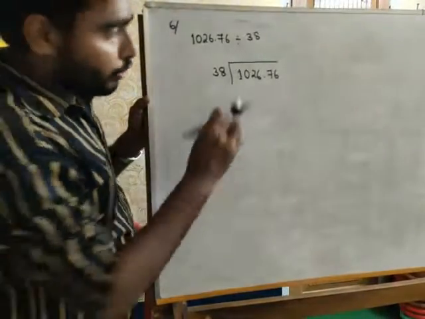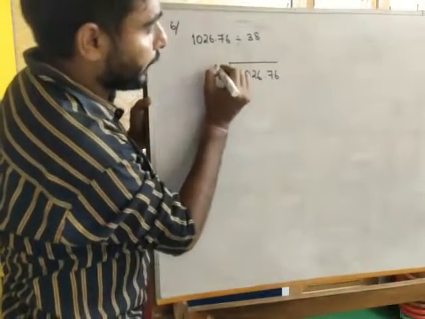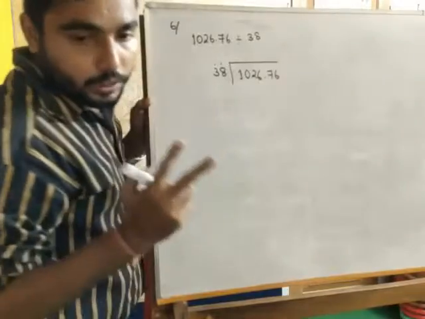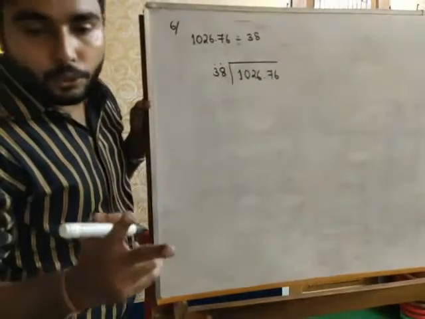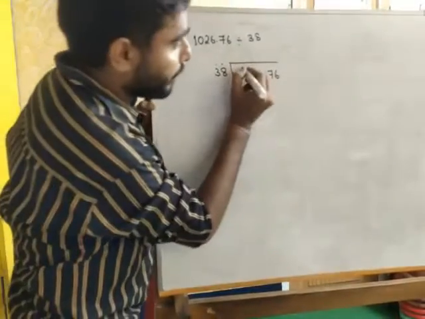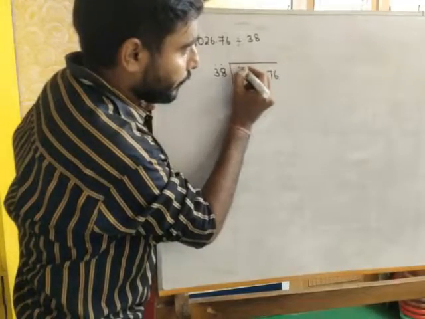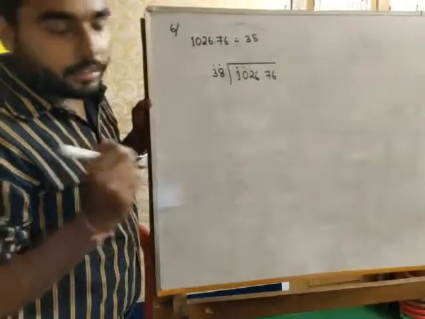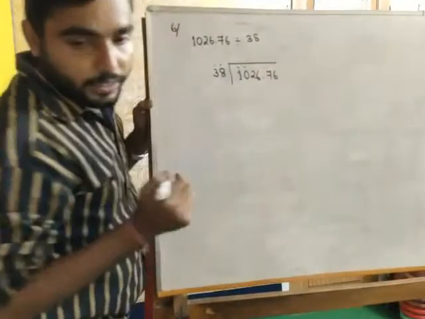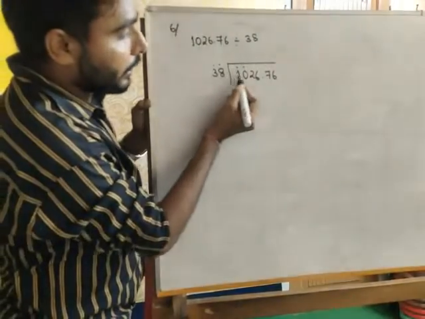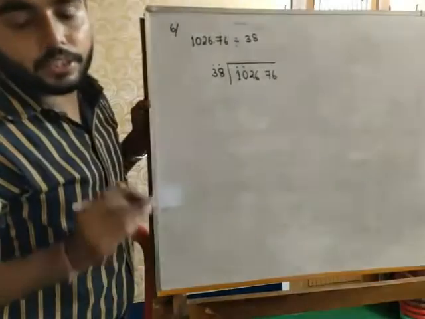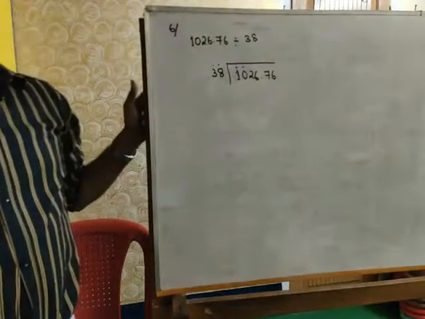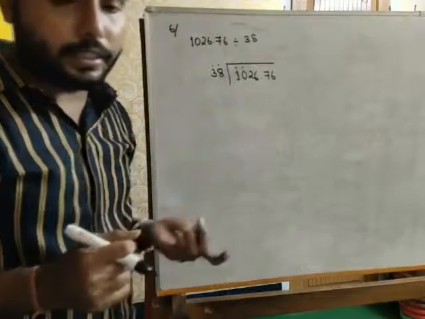First you look at the divisor. How many digits does it have? Two digits. So the number with which you are dividing is a two digit number. So take the first two digits of the dividend. The first two digits of the dividend is 10. Can you see 10 in the table of 38? No. Why? Because 10 is smaller than 38.